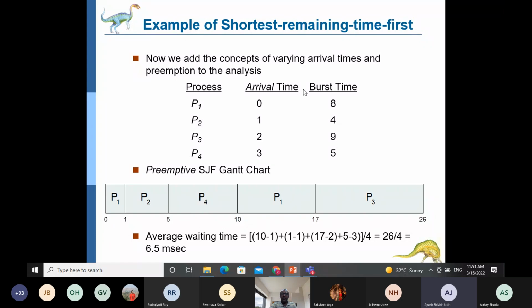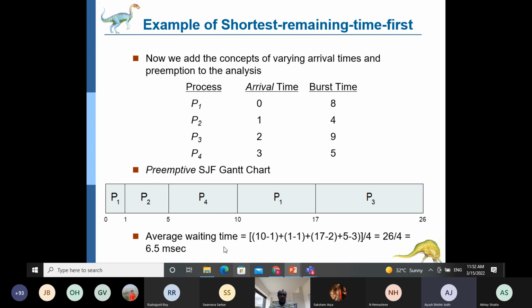That way you can schedule the processes based on shortest remaining time first. The scheduler dynamically checks whenever a new process joins the queue, whether its burst is smaller than the existing ones. If it is the smallest, then immediately the process switch takes place. The existing running process stops, and this process is given a chance.